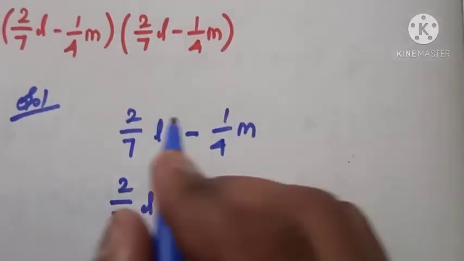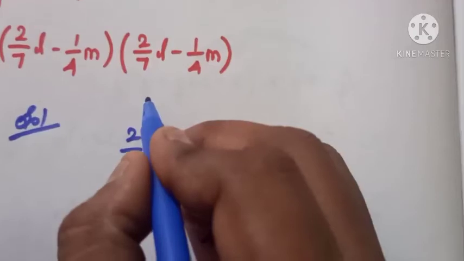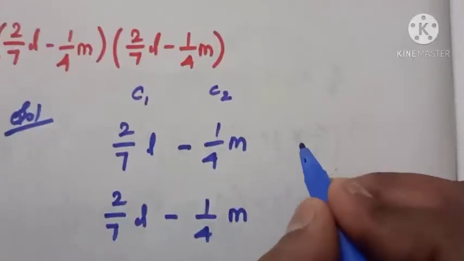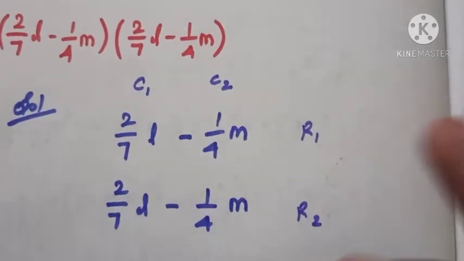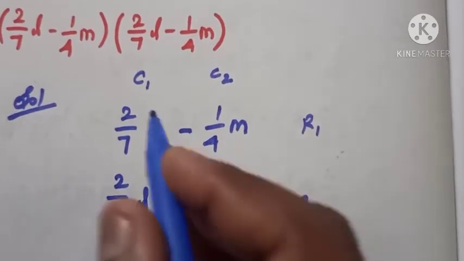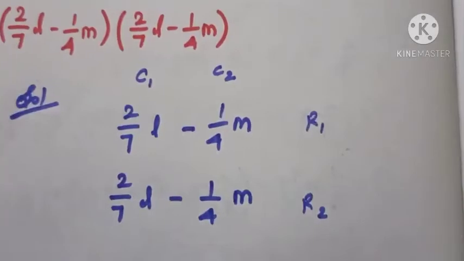So you can see this one we call a row and this one we call a column. So I can mention this is C1, this is C2, this is R1 and this is R2. This is the column method. Horizontally we call it a row, and vertically we say it is a column.